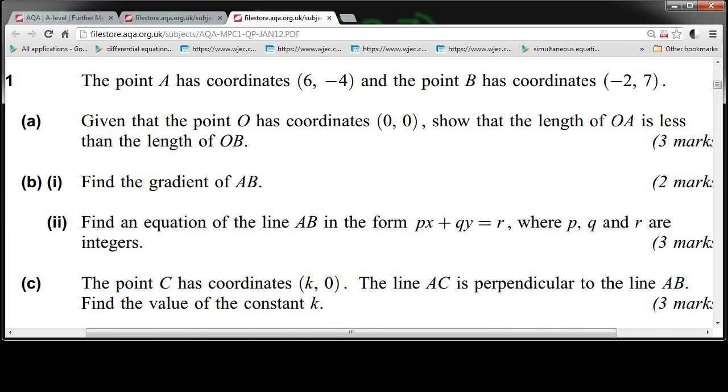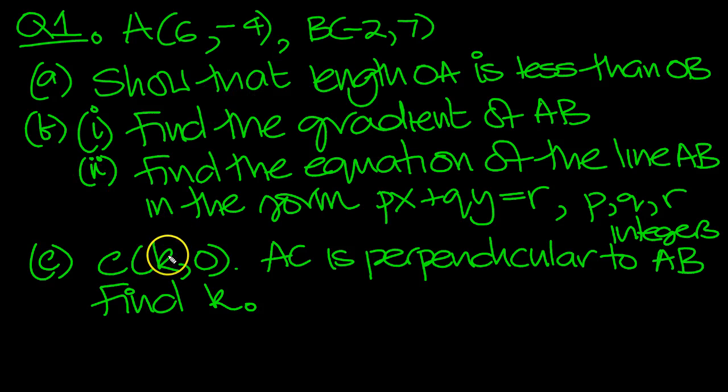So there's the question then. I paraphrased it here. So let's have a little look at part A then, shall we? So we've got our points. Length of OA is less than OB. So the length OA then, modulus.